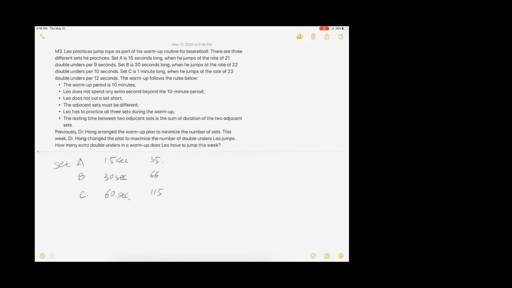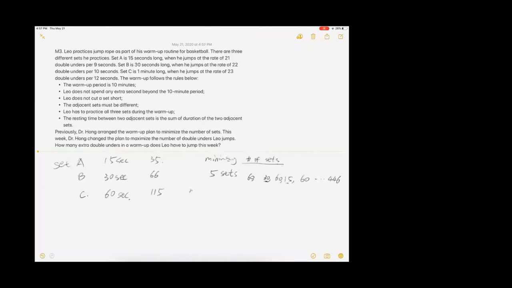There are a lot of constraints. One is minimizing the number of sets. I can tell you that the answer to this one is that at minimum, you can stack 5 sets into these 10 minutes. These 5 sets will be a 60 second, followed by a 30 second, followed by 60 second, followed by 15 second, followed by 60 second. Of course you can swap the 30 and 15. In total, you are getting 446 double unders.